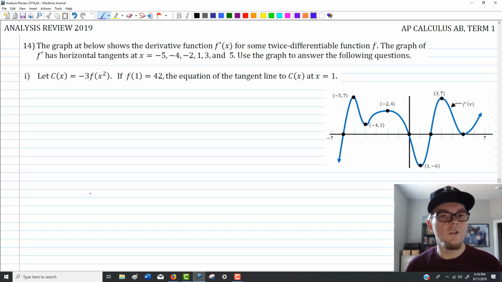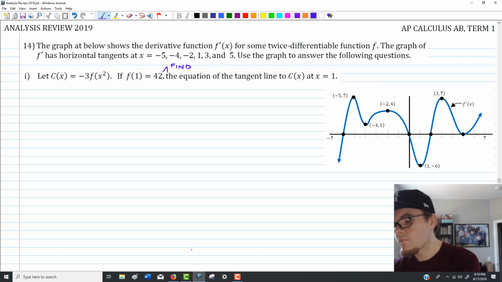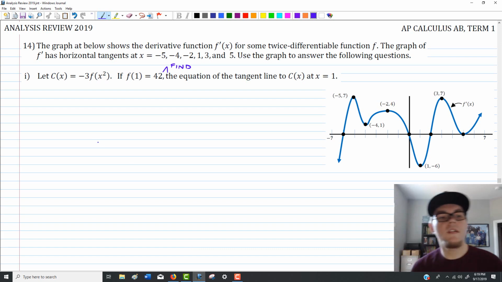Okay, 14i. Some sort of function redefinition. It says let c of x equal negative 3 f of x squared. If f of 1 equals 42, find the equation of the tangent line to c of x at x equals 1. So we want to find the equation of the tangent line to this thing.